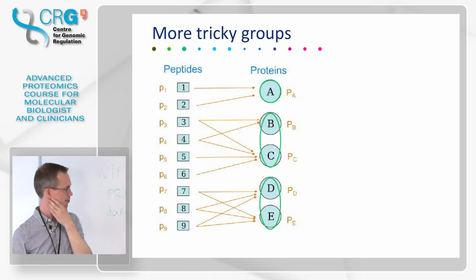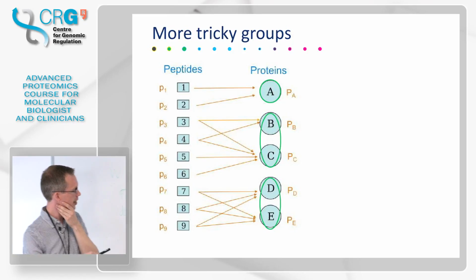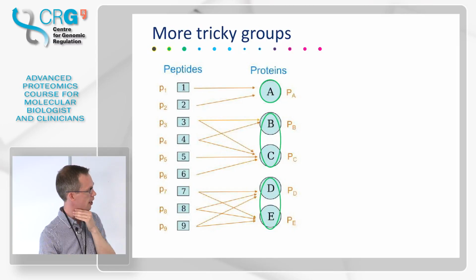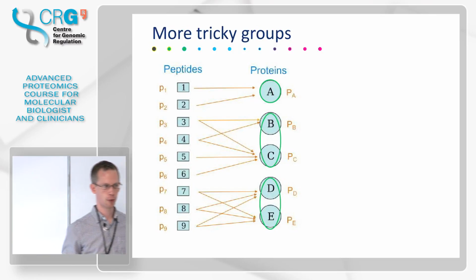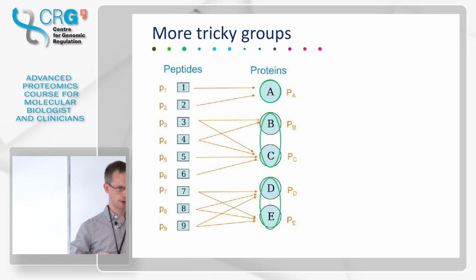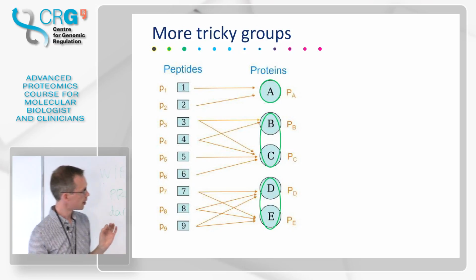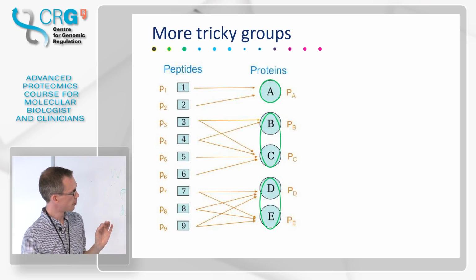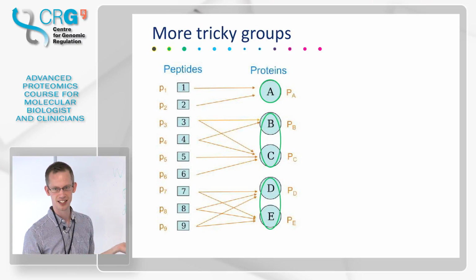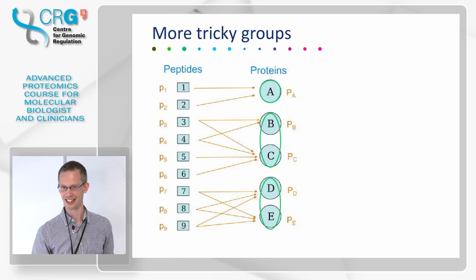So let's look at this. Here we have 9 different peptides, and we can see that in this case, we can explain them by these 5 proteins. Of course, when the report comes out of the software, it's often that we have these protein groups, and in this case, the protein groups would look like this. So these two peptides only point to this protein. That's the simplest case, I guess.